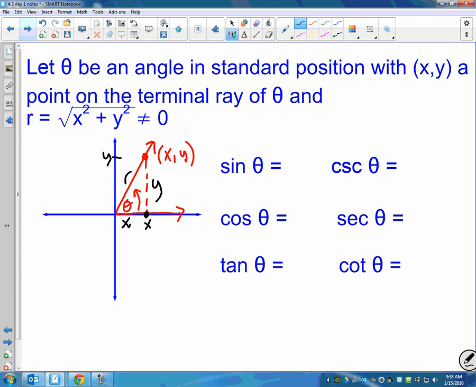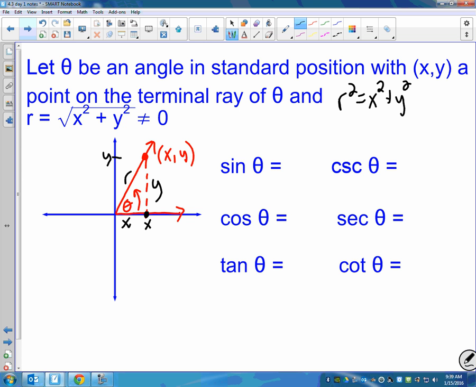So instead of saying r squared equals x squared plus y squared, they just went ahead and solved for r, so they just took the square root of both sides. So r will always equal the square root of x squared plus y squared, and r can equal 0. Also, r can't be negative.